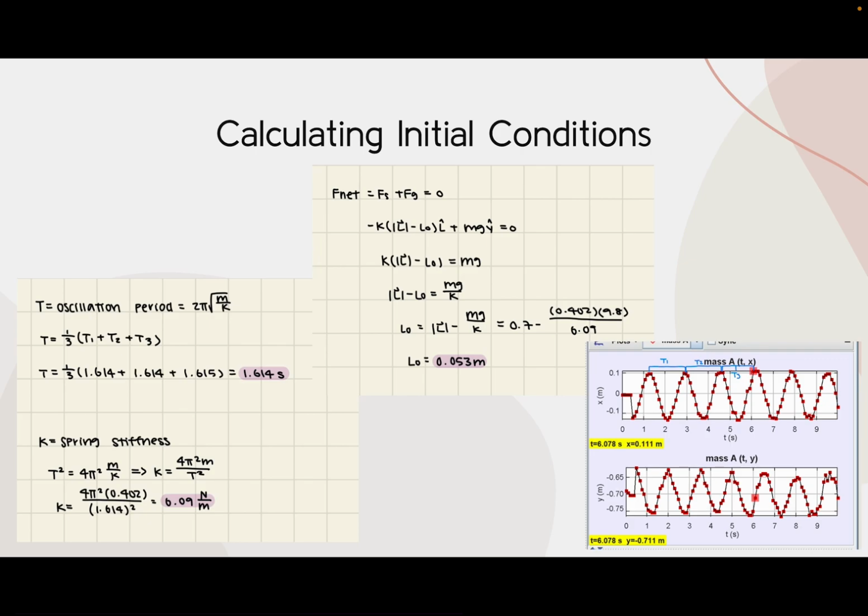We know that T is equal to 2 pi times the square root of m over k. From the position graph, we chose 3 periods of the same length, and we took the average of that to find T. Then from the equation T squared is equal to 4 pi squared m over k, we were able to calculate k, the spring stiffness, using T, and it was calculated to be 6.09 newtons per meter. Then by doing F net is equal to the force of the spring plus force of gravity and solving for L naught, we get L naught is equal to 0.053 meters.